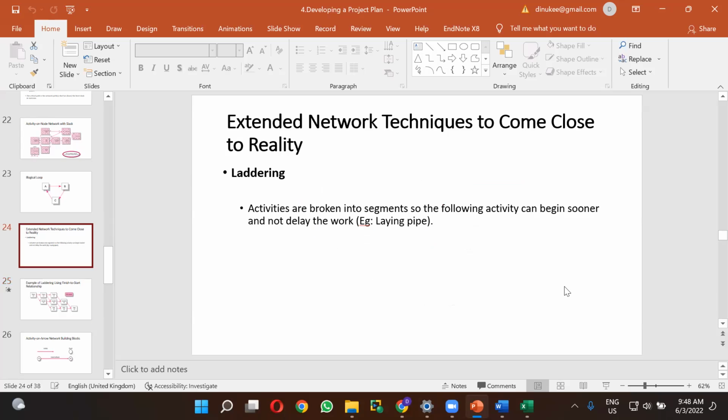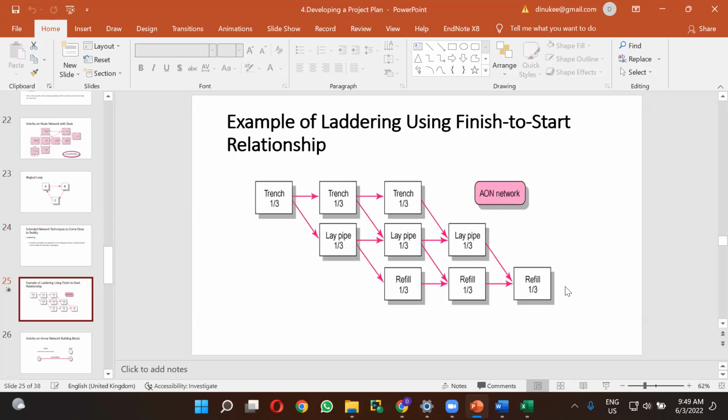So in the laddering approach, for example, we have taken laying pipe. For that, we have identified 3 segments: trench, lay pipe, and refill. Each of these 3 segments we are dividing into parts, as 1/3, 1/3, 1/3, and we want to complete those things, right? That is called laddering. So hope it is clear.